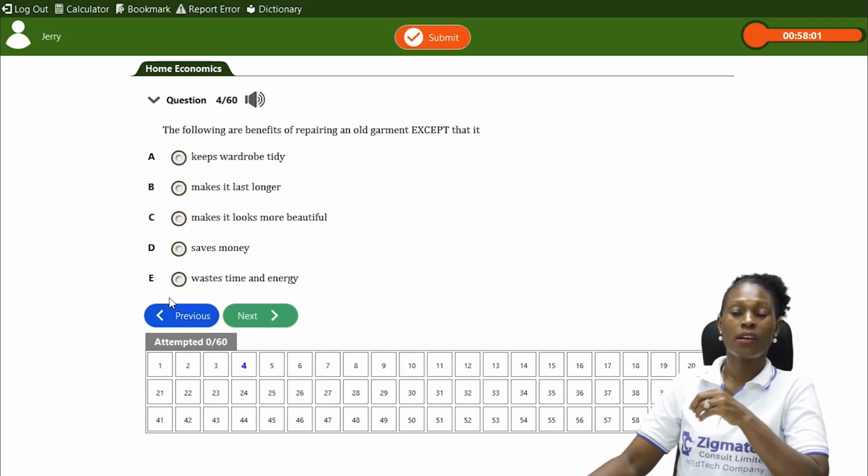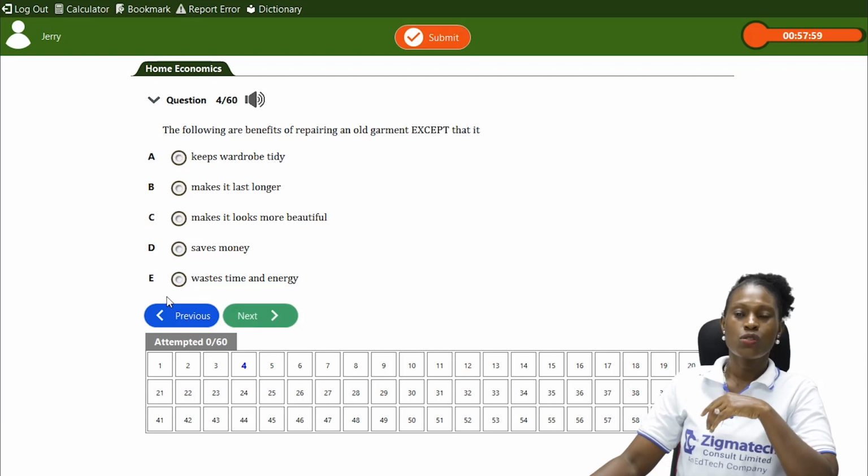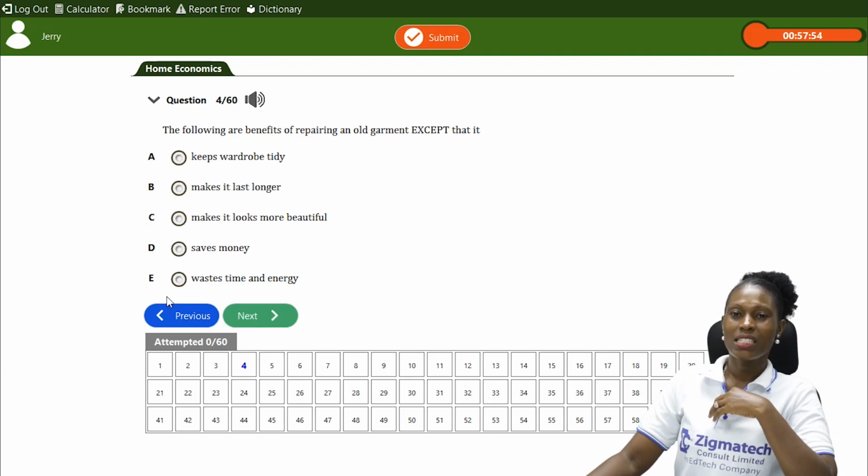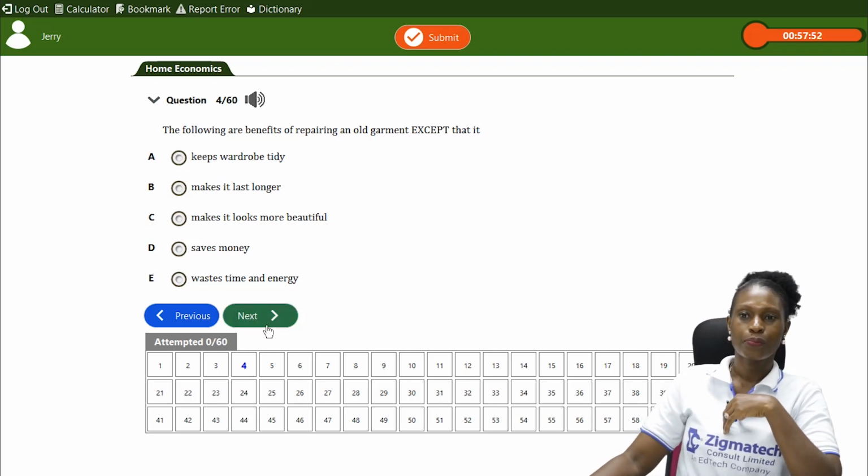The following are benefits of repairing an old garment, except that it wastes time and energy. It does not waste time and energy, okay? It does not. So E is the answer.